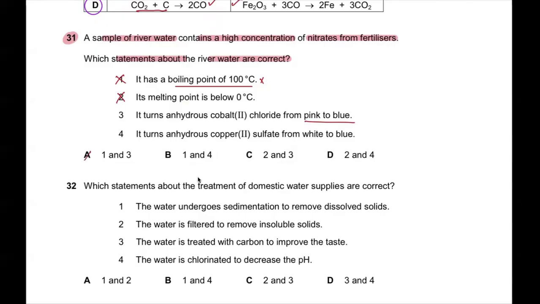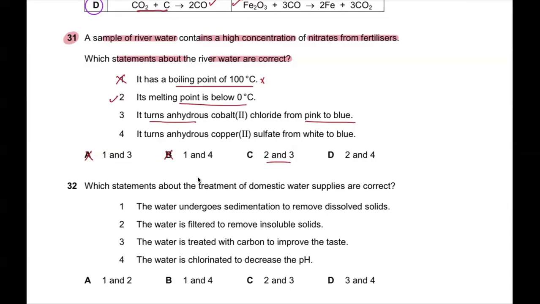First statement is wrong, which means A and B go wrong. No, sorry, my bad. The thing is that when impurity is there, the boiling point elevates and the freezing point or melting point is depressed. So yes, this is correct. So if it's correct, it means either C or D.